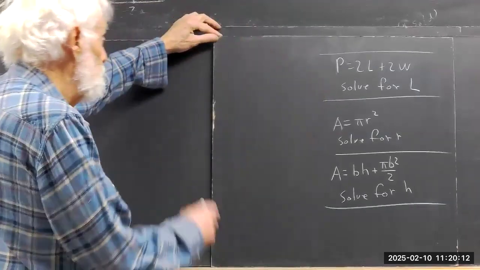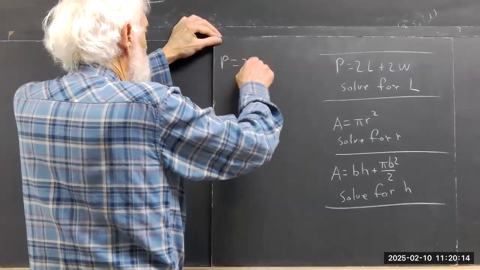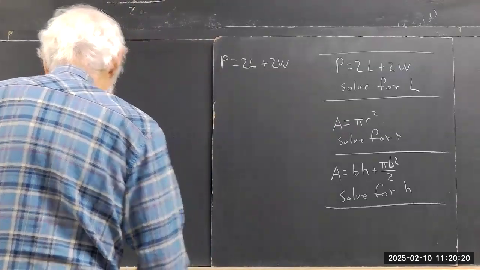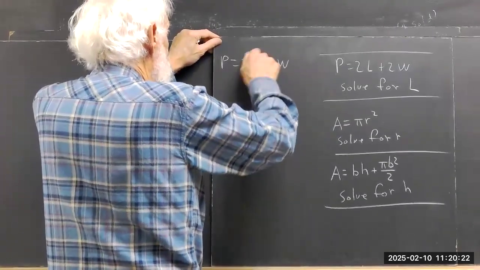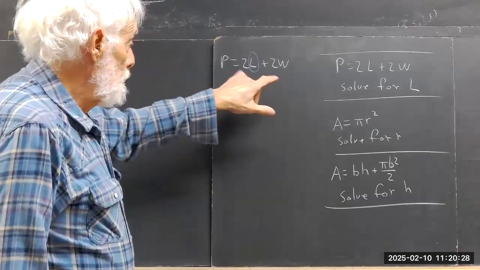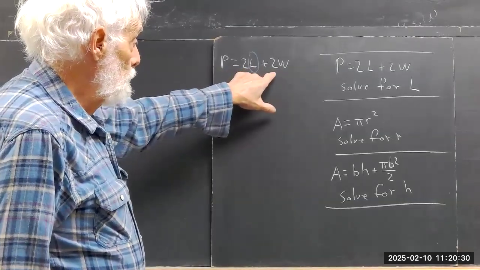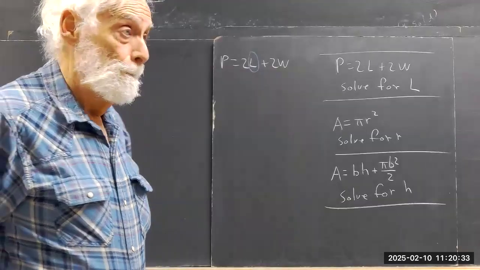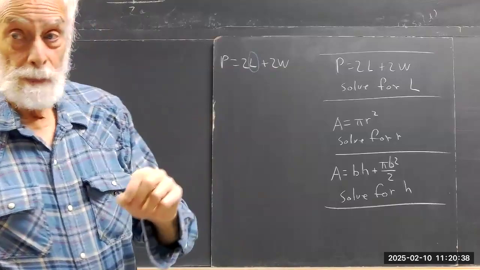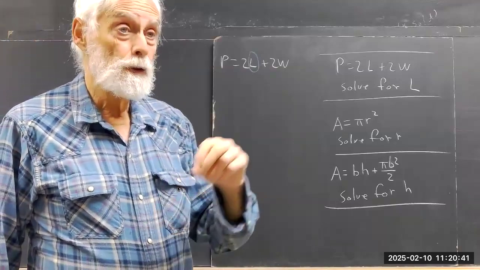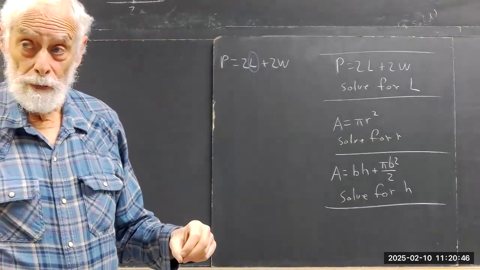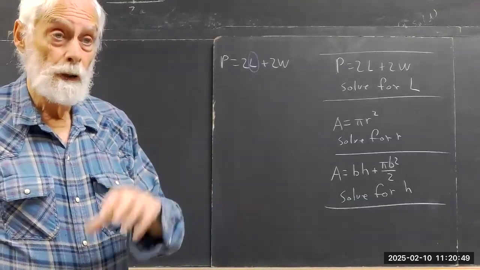Okay, so we have P equals 2L plus 2W. Our goal is to isolate L. That means we don't want the 2 here and we don't want the 2W here, right? So what can we get rid of by addition or subtraction? First question, what do we get rid of by addition or subtraction? We don't think about multiplication or division until we've taken care of addition and subtraction.